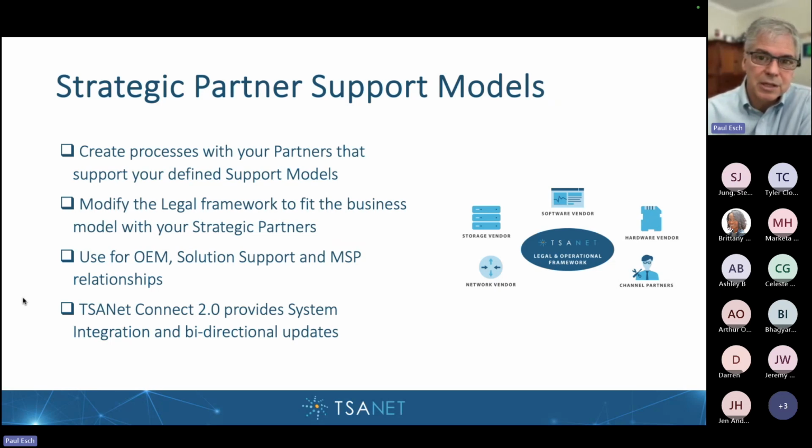It's really a focus area, and one of the key enabling features that we're bringing into 2024 is the TSANet Connect 2.0 system. So this will provide some of the functionality that members really feel they need for these strategic partner models. I'll highlight a little bit of that later, but we do see this now being something that TSANet can do with the new Connect 2.0.